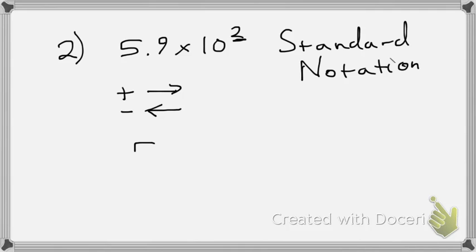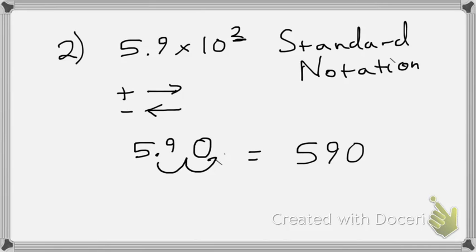So we start with 5.9. We have a positive exponent, so positive means we move it to the right 2 spots. The exponent is 2, so we move it 2 spots to the right. We have a gap right here, so we fill the gap with a 0. Add our new decimal, so our number here is 590, and that's our final answer.